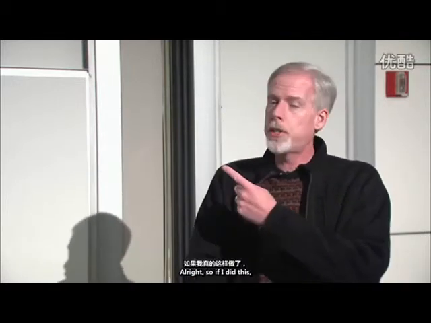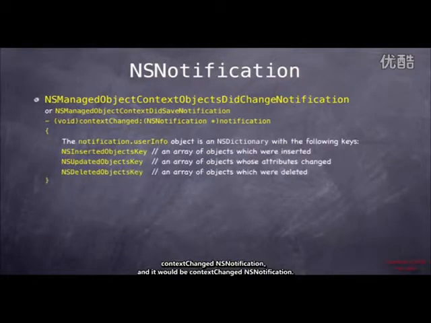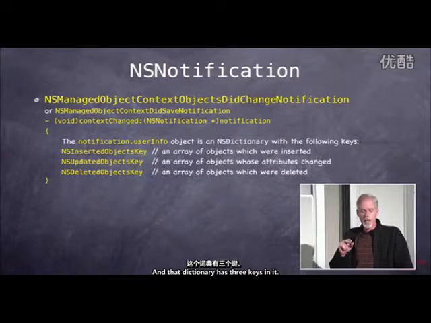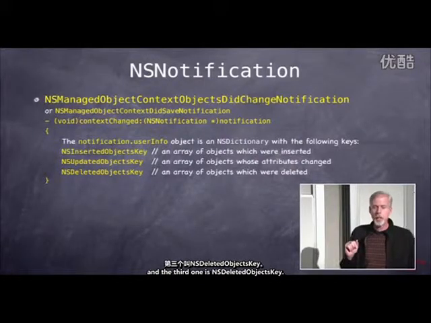All right, so if I did this, what would my contextChanged method look like? You see, I'm saying I want to receive contextChanged, and it would be contextChanged and this notification. And this time the notification has a userInfo. And the userInfo is a dictionary. And that dictionary has three keys in it. One key is called NSInsertedObjectsKey. Another one's NSUpdatedObjectsKey. And the third one is NSDeletedObjectsKey.